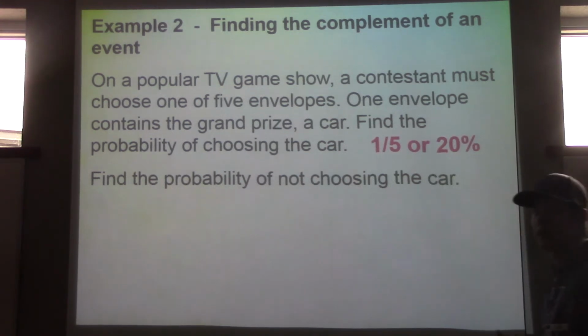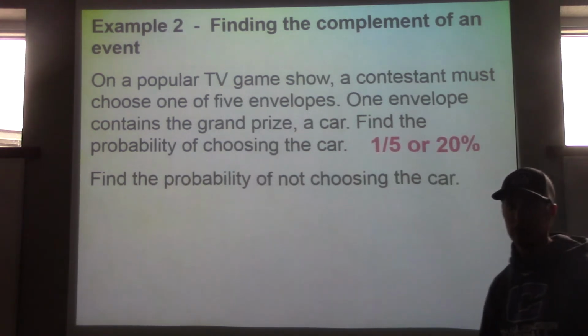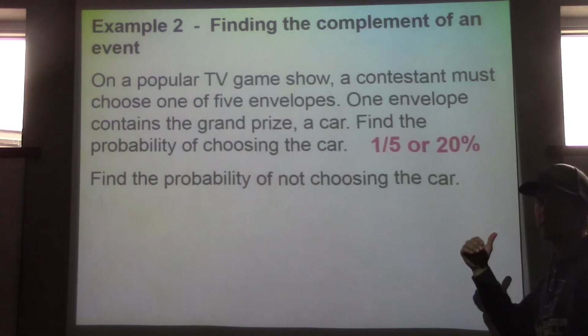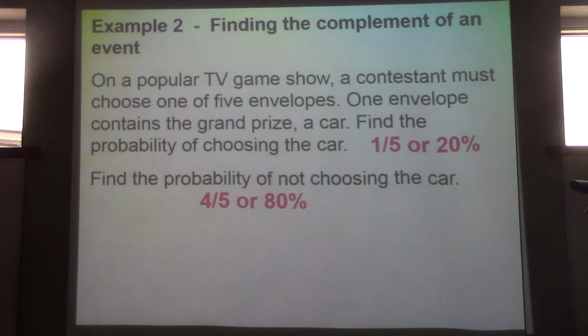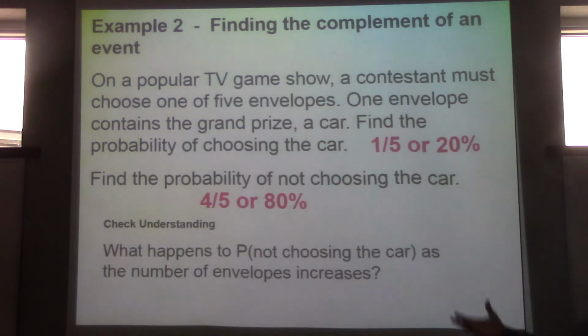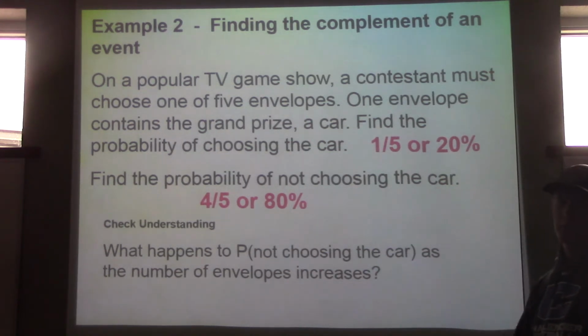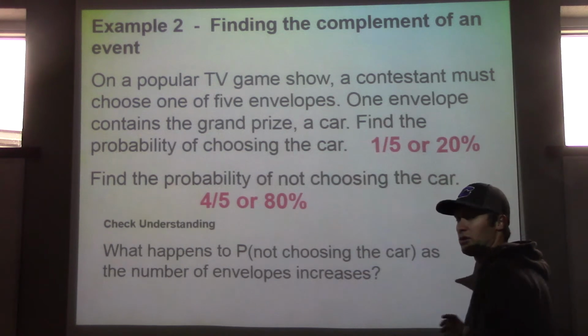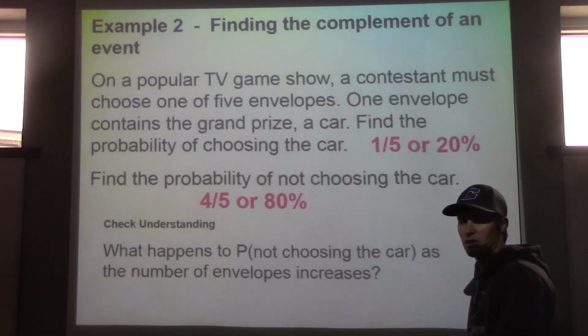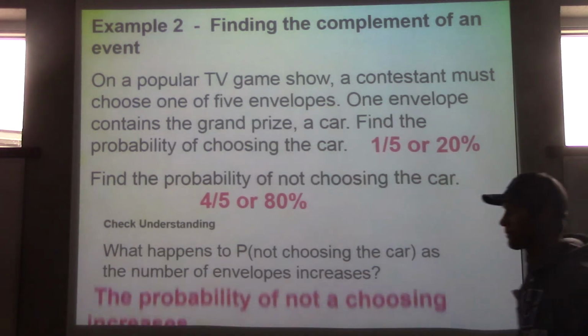So what's the probability of not choosing the car? If it's 1 out of 5 to get it, then it's 4 out of 5 to not get it. So if you were to add more envelopes to it, what would happen to your probability of not choosing the car? So let's say there were 10 envelopes. Still, only 1 envelope contains the car. Well, as you add more envelopes, your likelihood of getting the car would decrease.